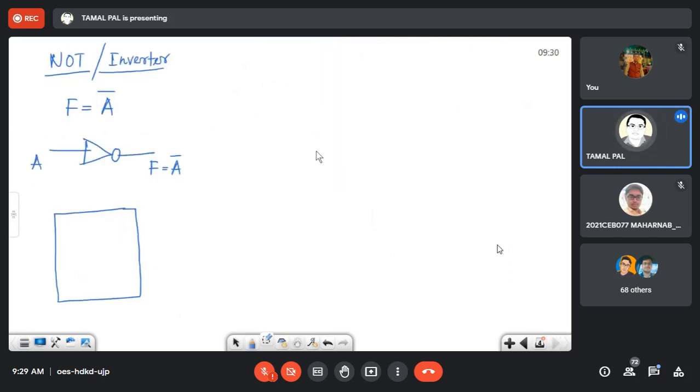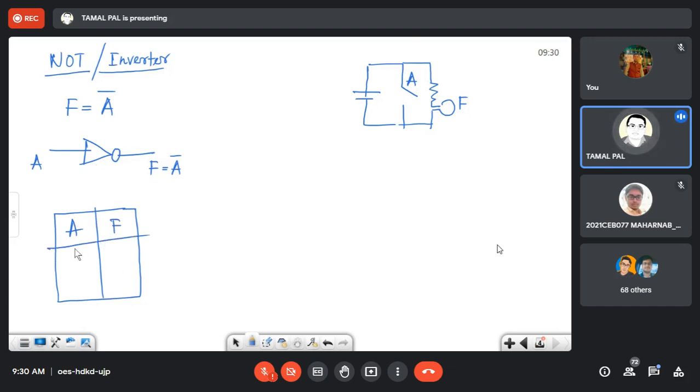But let us draw one circuit analogous to it. This circuit is just for your understanding. It's not mandatory, mind it. You don't need to draw it in your exam. This is just for understanding the operation. If you can understand the operation, there is no need for this circuit.